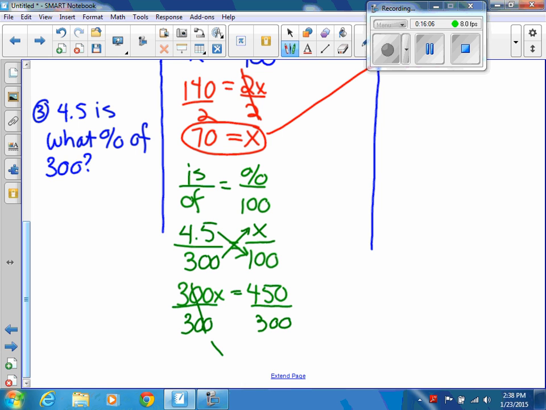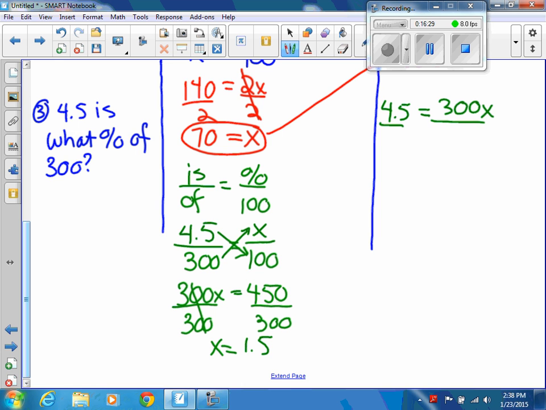And we get x is equal to 1.5. I could do the exact same thing over here with my what is what percent of what. So it's almost the same thing. We've got 4.5 is what percent. We got that. We got that. We need this as the x percent of 300. So that means 300x.